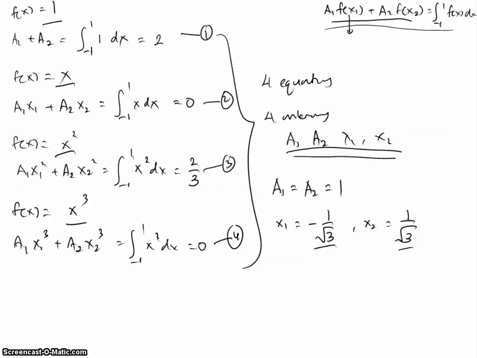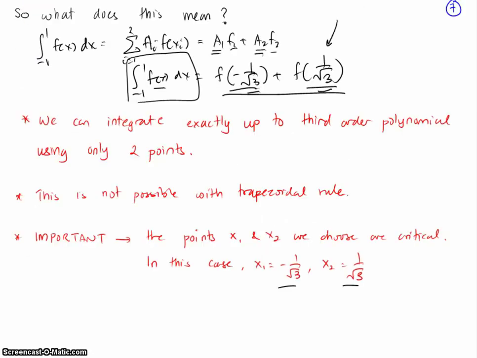This is because when we derive our a1, a2, and x1 and x2, we have assumed a third order polynomial basis function. So for any general third order polynomial, it should be fine so long as the x1 and x2 are taken at minus 1 over square root 3 and 1 over square root 3. So in the next part of this lecture, I'm going to prove that this condition is exactly satisfied, meaning that the statement where we say we can integrate exactly up to third order polynomial using only 2 points is accurate.